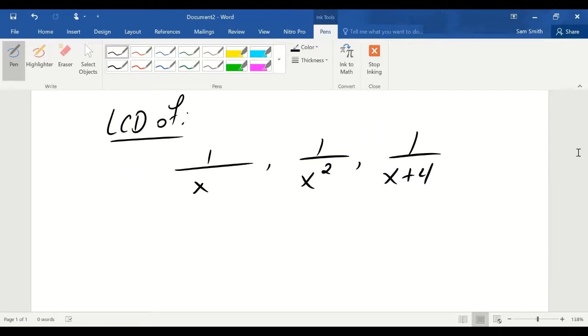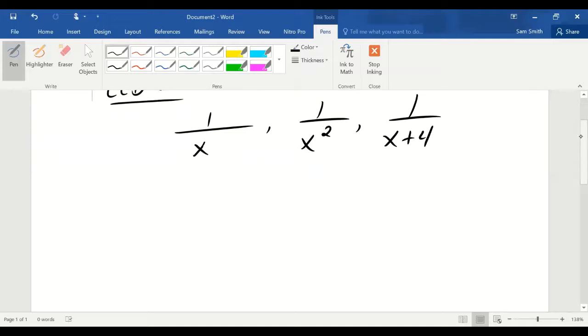So, for example, let's take these three fractions here. First fraction is 1 over x, denominator of x. The second fraction is 1 over x squared. And the third fraction is 1 over x plus 4. The question is, what is the least common denominator of these three fractions? If you were going to try to add them all together, what would you put in the denominator of each fraction? So here is the systematic, slightly overkill method.